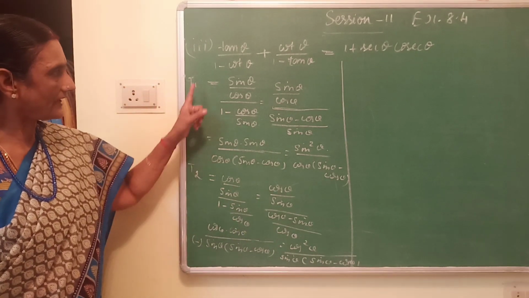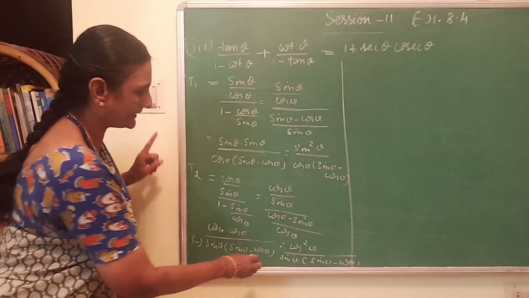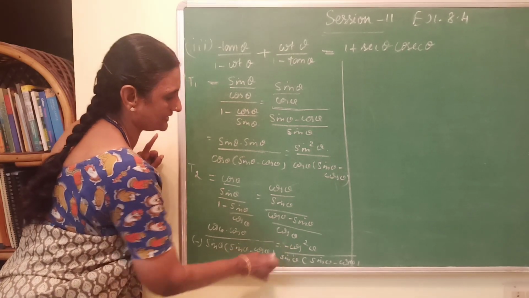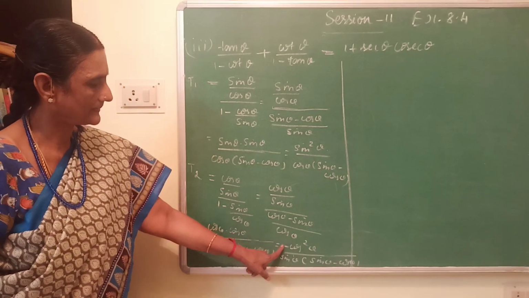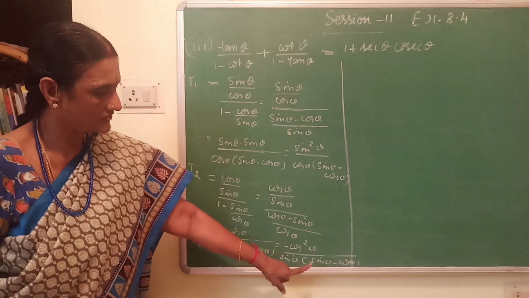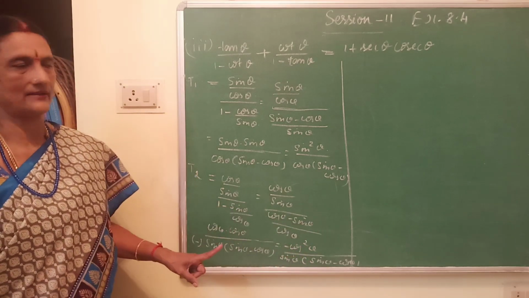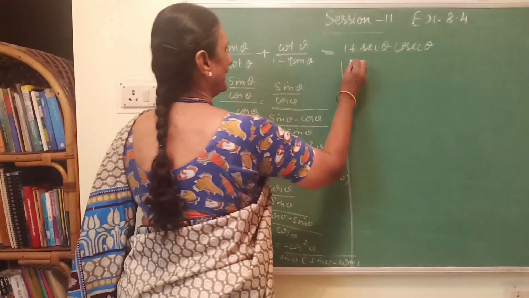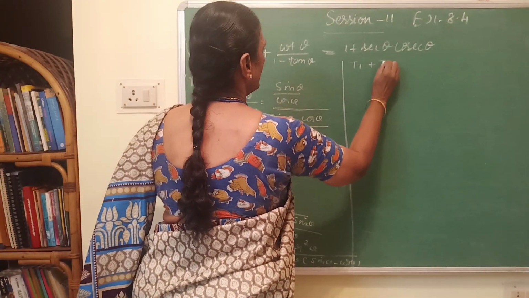Okay, now I have got T1 like this, and then T2 with the negative sign introduced. It will become minus cos square theta divided by sin theta into (sin theta minus cos theta). Now I have to combine both the terms. How will I combine? T1 plus T2.